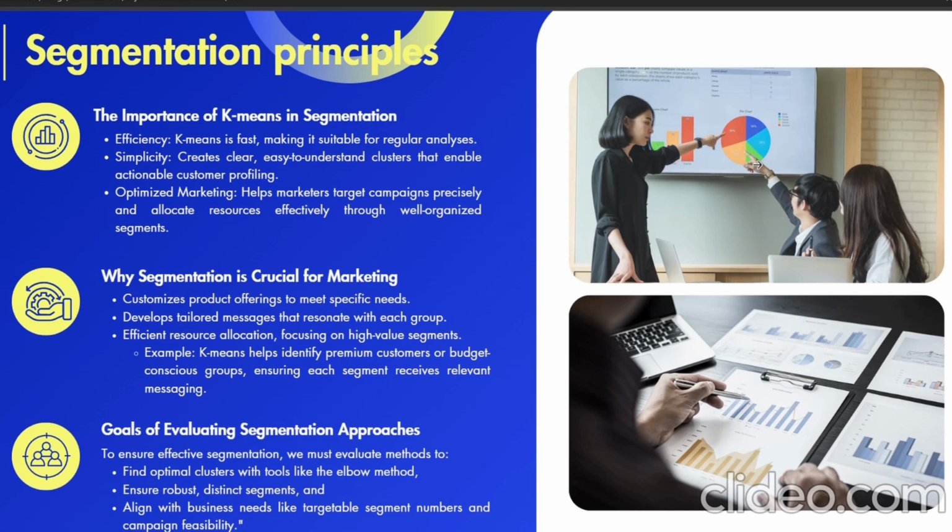The goals of evaluating segmentation approaches. To ensure effective segmentation, we must evaluate methods to find optimal clusters with tools like the elbow method, ensure robust, distinct segments, and align with business needs like targetable segment numbers and campaign feasibility. To sum up, K-means clustering enables actionable insight and lays a solid foundation for efficient, profitable marketing. By identifying unique market groups, companies can tailor approaches, improving engagement, conversion, and return on investment.